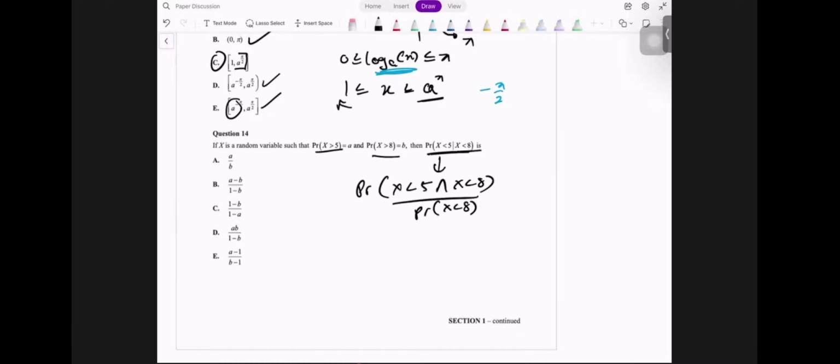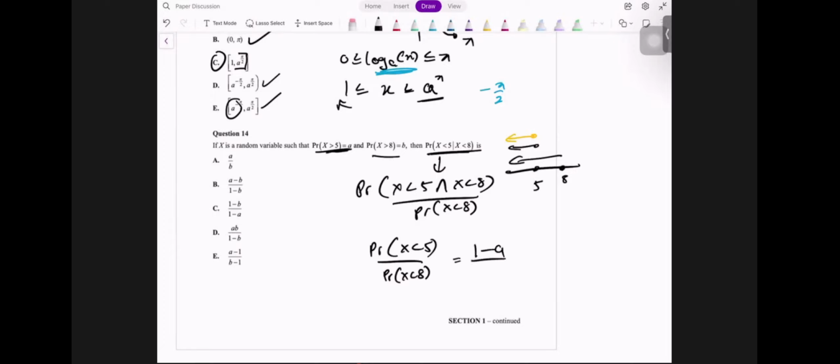And the intersection of these two, think of it as a number line. If you have 8 here and 5 here, the intersection is this portion right here. So you basically get the probability of X is less than 5 over the probability of X is less than 8. So if X is more than 5 is equal to a, then X less than 5 has to equal 1 minus a.